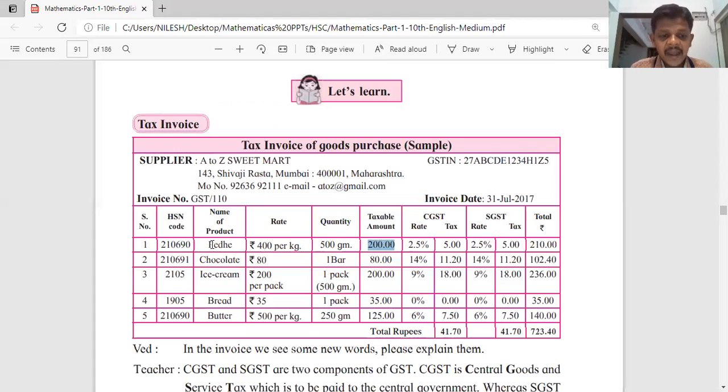Now again, payday sweets, it is a little bit of a healthy food, I can say. It is good. So the charge is less, 5%, total of 5%. But when I say chocolate, as we discussed yesterday, chocolate is not an essential food.